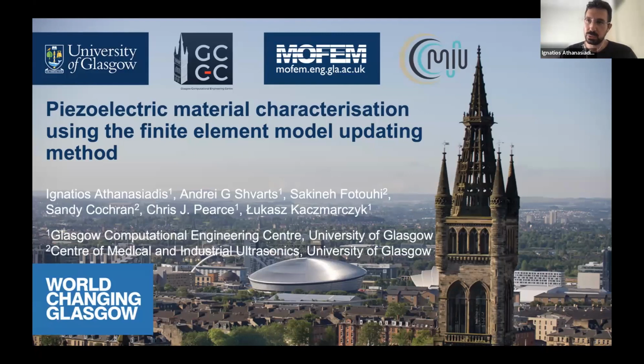And today I would like to share with you what has been done until now with respect to developments in MOFEM and other tools aside MOFEM, in order to try to tackle the problem that both Sandy and Sakine presented earlier: to characterize piezoelectric materials using finite element technology. This work has been done with Andrei and Sakine and with the support of Sandy, Chris, and Łukasz.